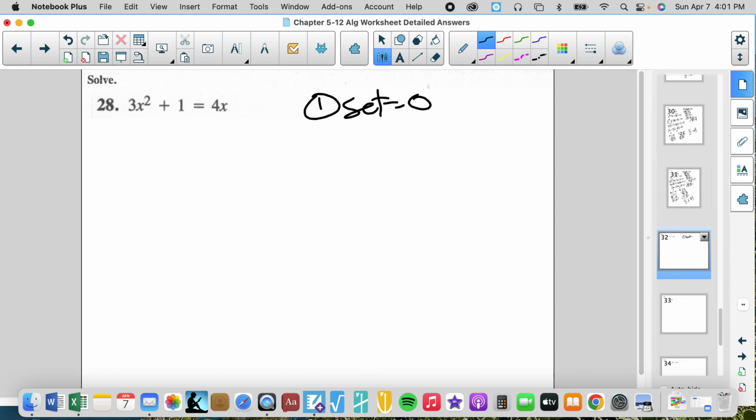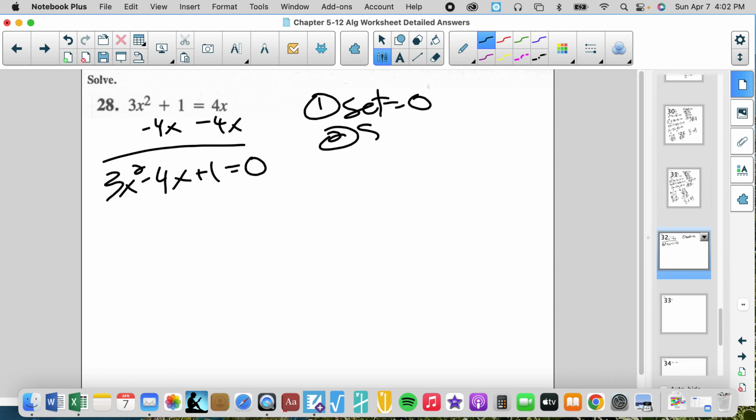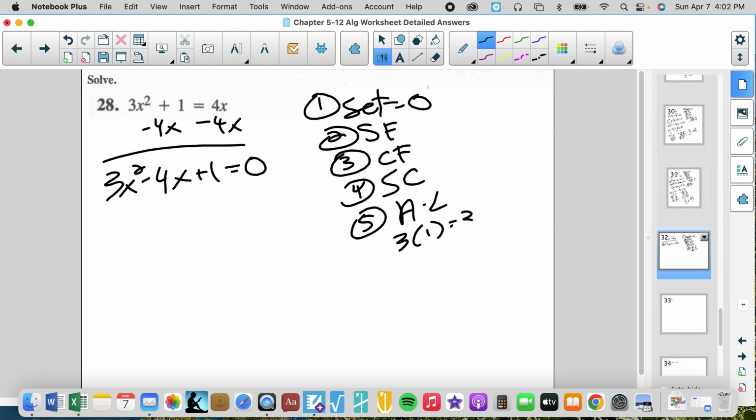Set equal to 0. On problem number 28, baby. Negative 4x. 3x squared minus 4x plus 1. We got to be getting good at this, yeah? Standard form. Common factor. Special case. A times c. 3 and 1. Which is 3, which is 1 and 3. Signs are the same. Both are negative. Negative 4. 3x squared minus x minus 3x plus 1.